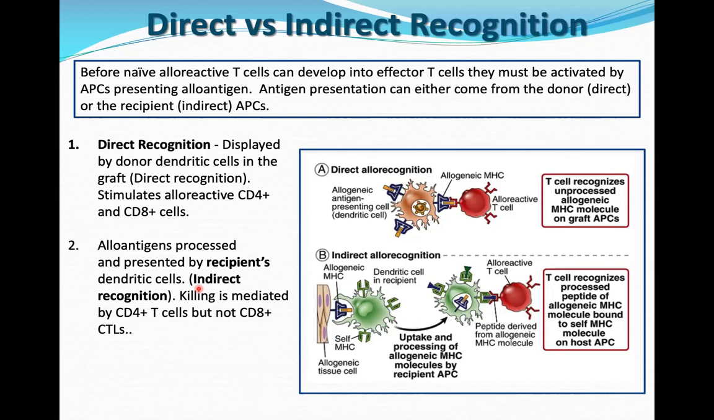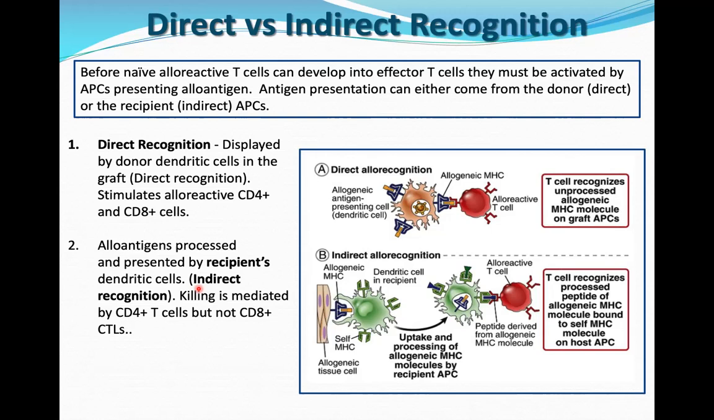And this is what is known as direct recognition. The other is where the donor's MHC antigens get picked up by the recipient's dendritic cells and then presented to the recipient's naive T cells. And that is known as indirect presentation. So in direct recognition we're getting antigen presentation by the donor's organ or the donor's tissue. And in the indirect recognition, we're getting antigen presentation by the recipient's dendritic cells.